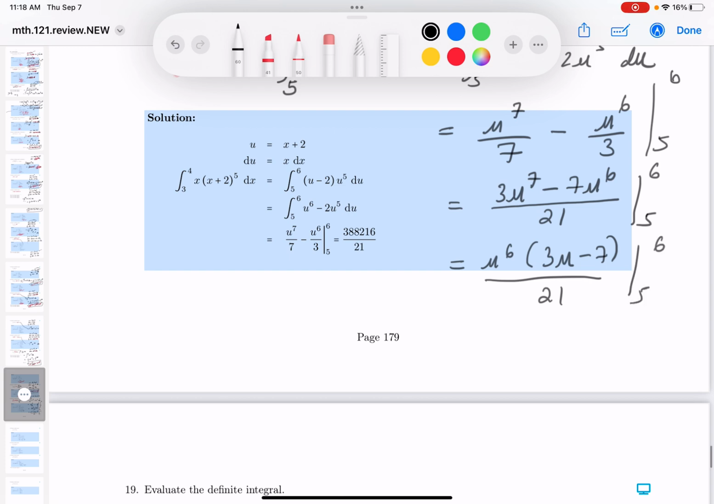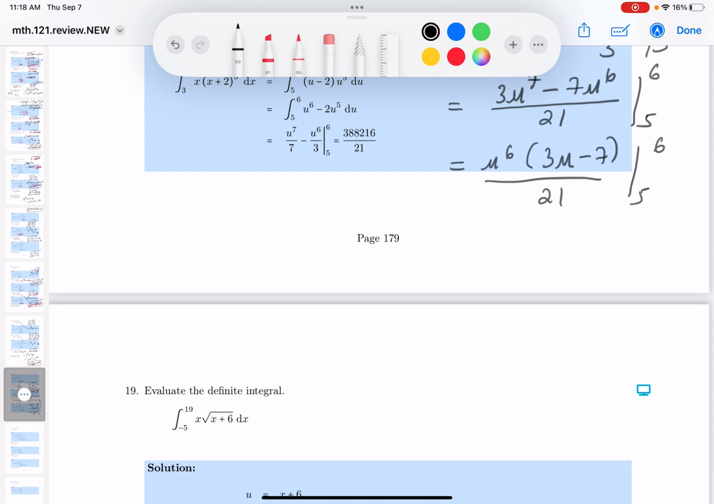Now, granted, I realize for a lot of students saying I can't do it. We can write it down at least. So, upper limit, that's 6 to the 6th power. I can do that. 3 times 6 is 18. 18 minus 7 is 11. This is over 21. Minus 5 to the 6th power. And then you get 15 minus 7, which is 8.